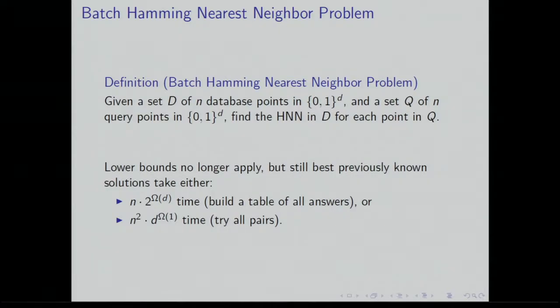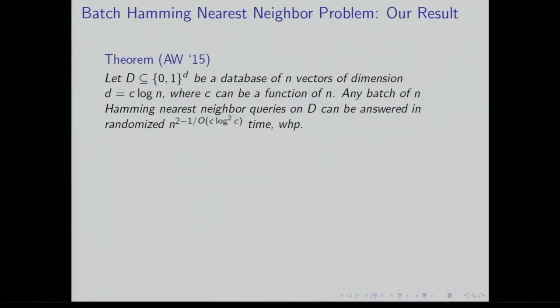So our big result on this problem is this. If we're solving this batch Hamming nearest neighbors problem in dimension d equals c log n, where c can be a function of n, but it's probably easiest to think about it as a constant or a log or something, and in a sense log n is the interesting dimension to consider this problem in, then we can solve a batch of n Hamming nearest neighbor queries on D in n to the 2 minus 1 over order c log squared c time with high probability.